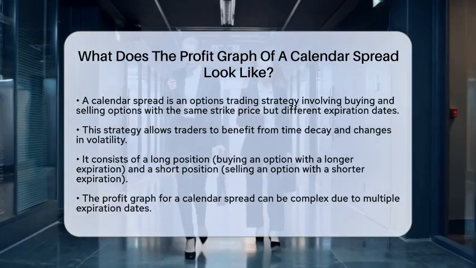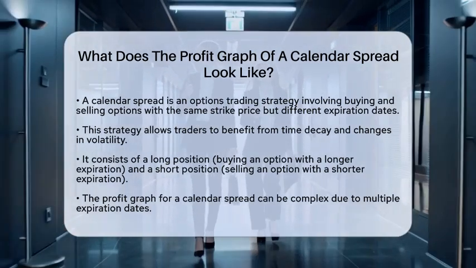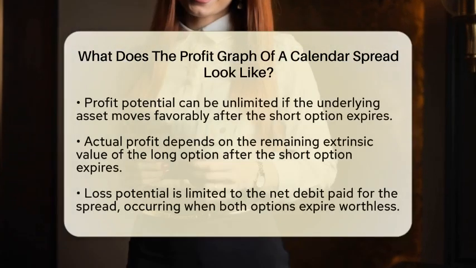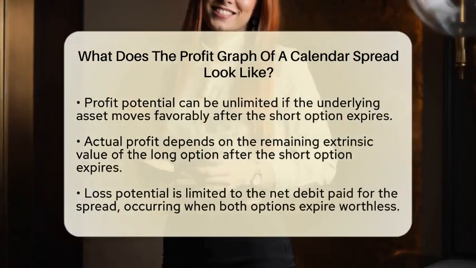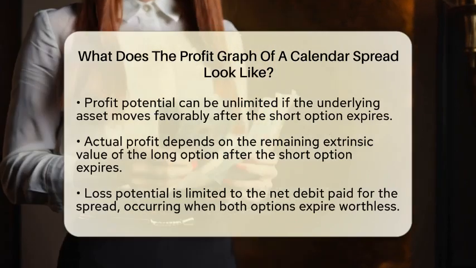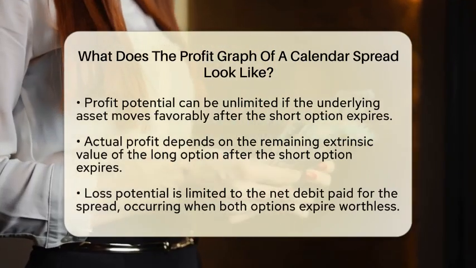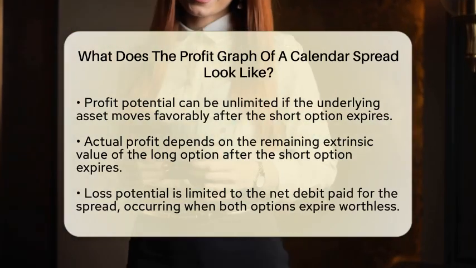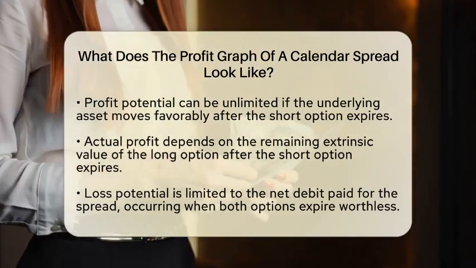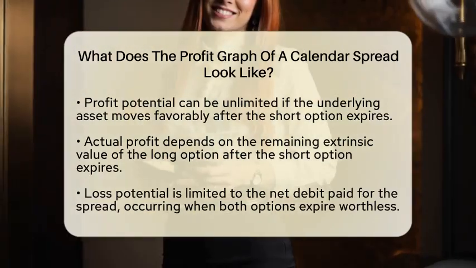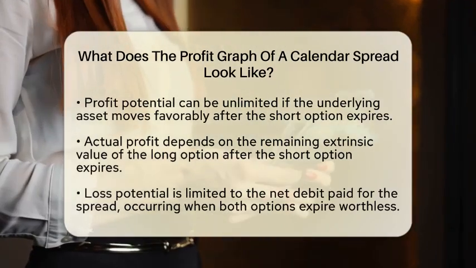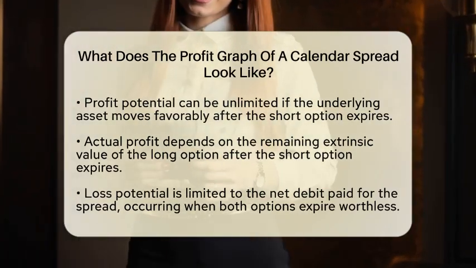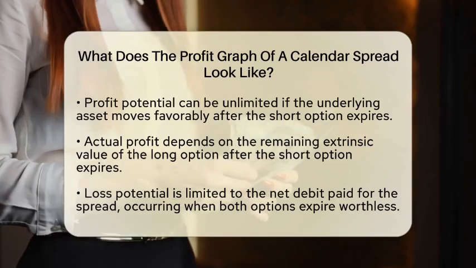The profit graph for this strategy can be quite interesting due to the involvement of multiple expiration dates. When you look at the profit potential, it can be unlimited if the underlying asset moves in the desired direction after the short option expires. However, predicting the actual profit can be tricky. It largely depends on the remaining extrinsic value of the long option after the short option expires.